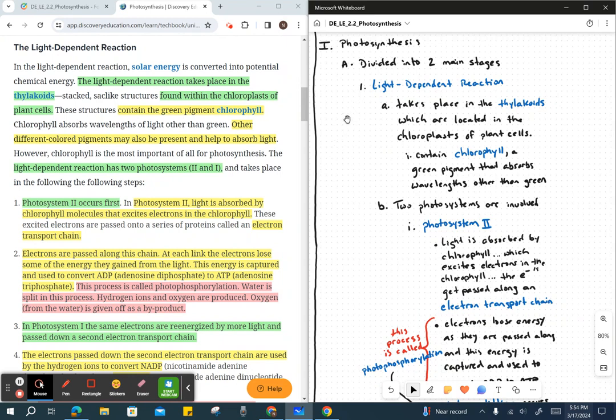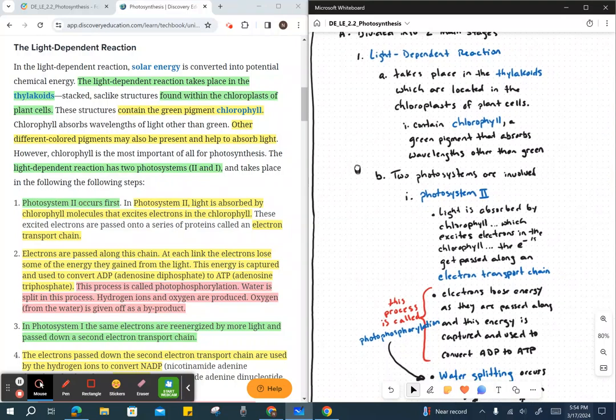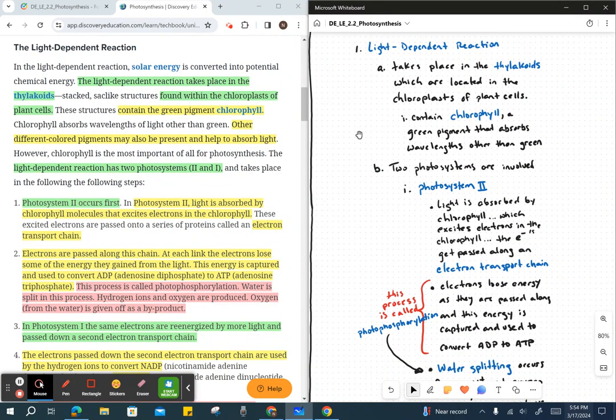All right, so you can divide photosynthesis into two main stages. There's what we call the light dependent reaction. Obviously, from the sound of that, it's going to be using light from the sun. And you have a light independent reaction. So, we're going to talk first about the light dependent reaction.